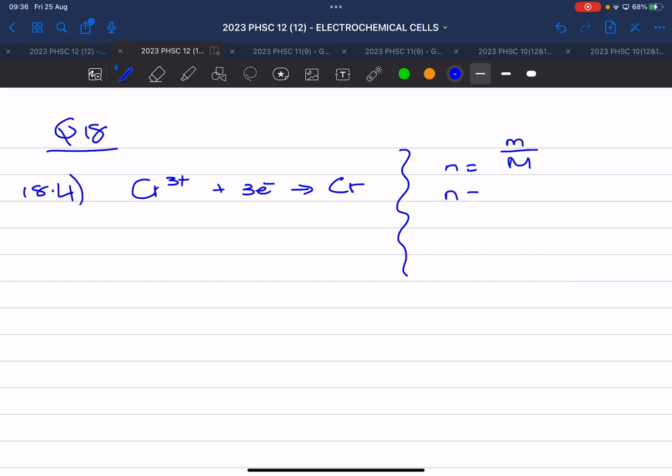We don't know what the mole is. Why do we go to mole? Because then we can compare things to one another. You can't compare masses or volumes. Moles we can. They say the mass changes by 2 grams, so it gains 2 grams. And the molar mass of chrome is 52. That gives 0.0385.